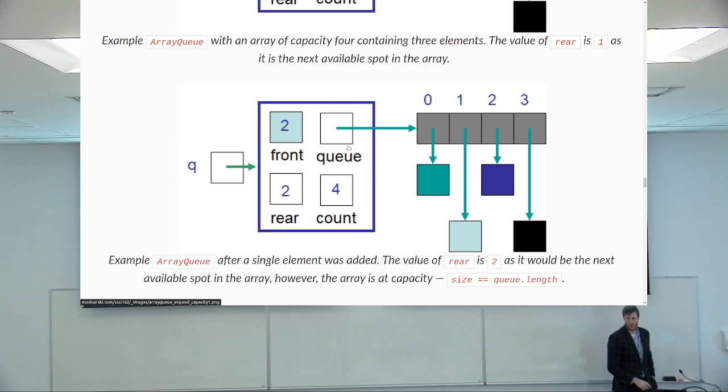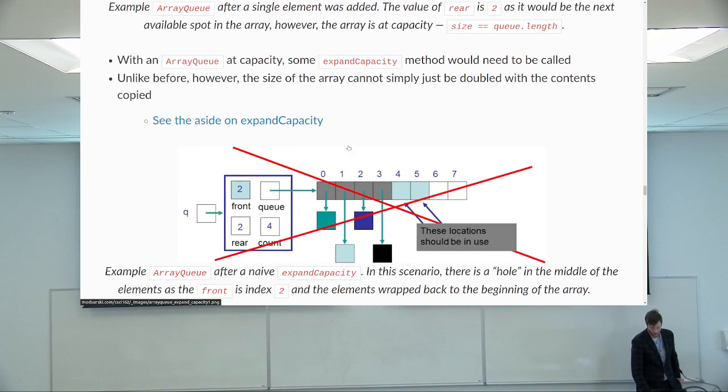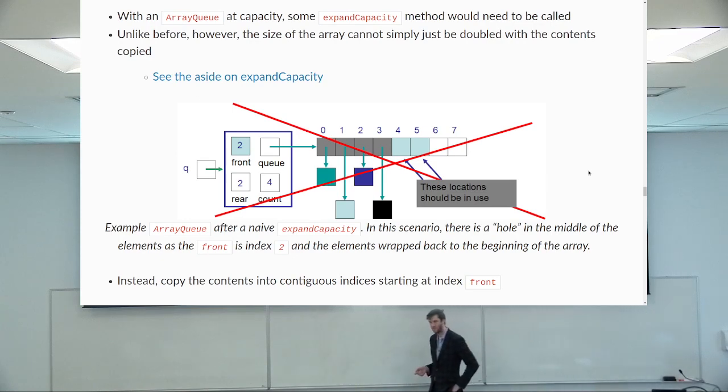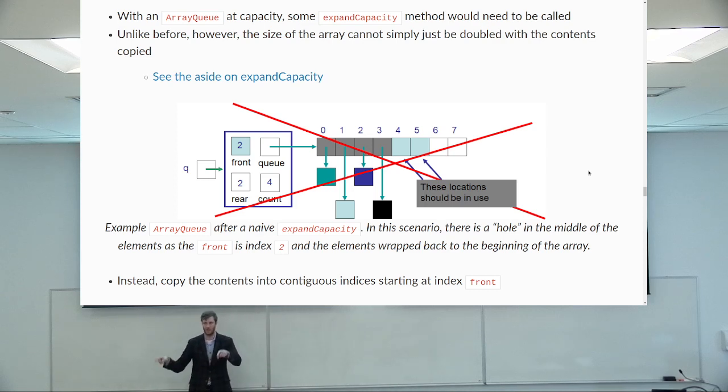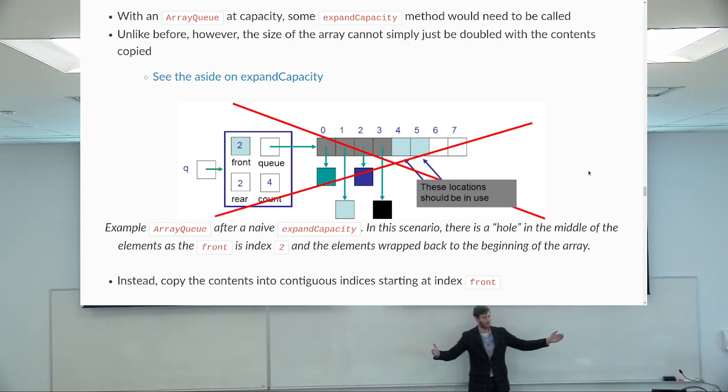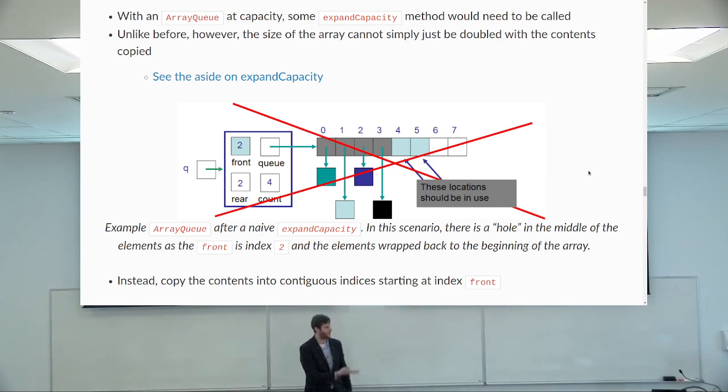If I did expand capacity like we've done every time before, I would get something that looks like this. Ignore the light blue things. The expand capacity we did before, we said, okay, start at the beginning and copy everything over in place, and all the extra room we added was added to the end of that array. But we got a giant problem here, don't we? The front is index 2. The thing that comes after the front is the thing at index 3. The thing that should come after the thing at index 3 should be at index 4, but it's not there. It's at index 0. This is a problem, isn't it?